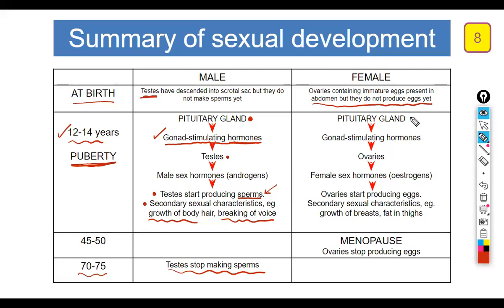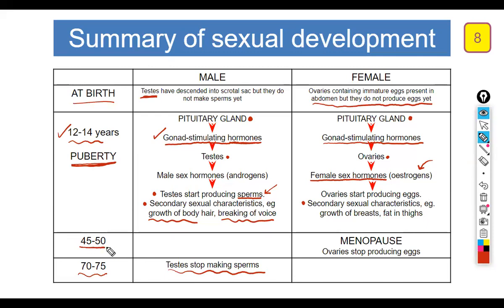Once again, the pituitary gland comes into play. It produces something called a gonad stimulating hormone. It will send this hormone to the ovaries. When the ovaries receive that particular hormone, the ovaries themselves will start to produce another hormone called estrogen. Yes, the O is silent. Estrogen, right? And it's at this point the ovaries start producing eggs. These are eggs that can now be fertilized. As for the secondary sexual characteristics, women usually start to grow breasts, and for some reason accumulate fat on their thighs.